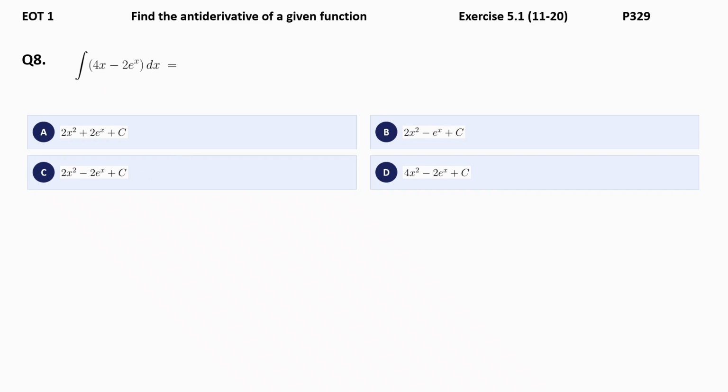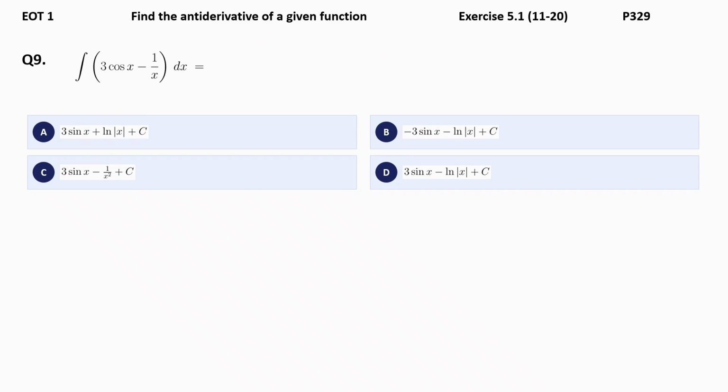How about this question? Here, if you notice, 4 remains as 4. But what is the integration of x dx? It is x squared divided by 2. So when you simplify, you get 2x squared. In this case, you will cross out option D, followed by negative 2e power x. This leads to the answer option C.